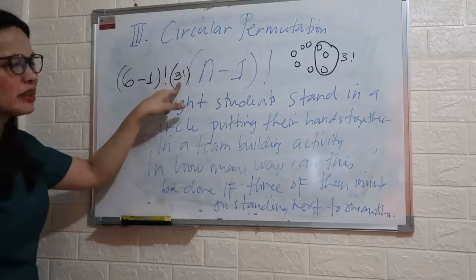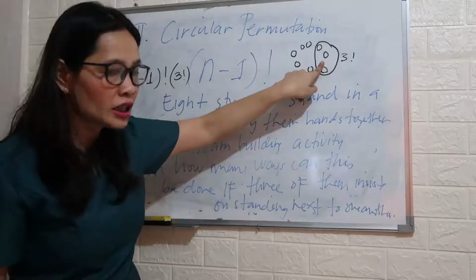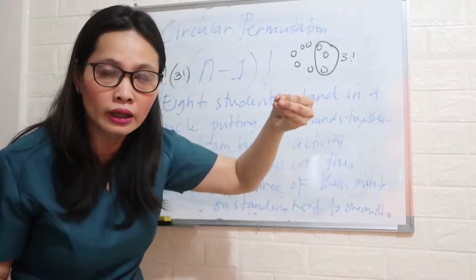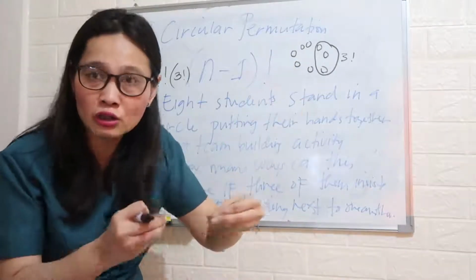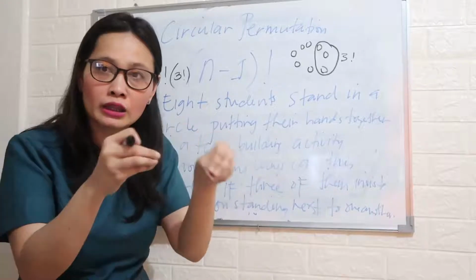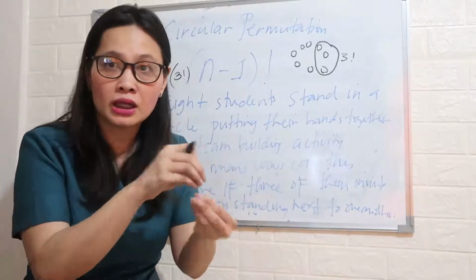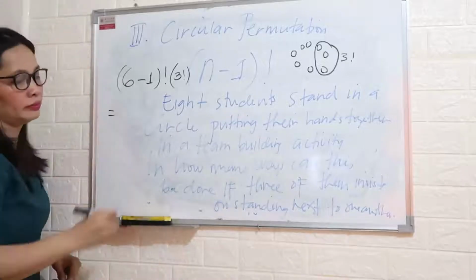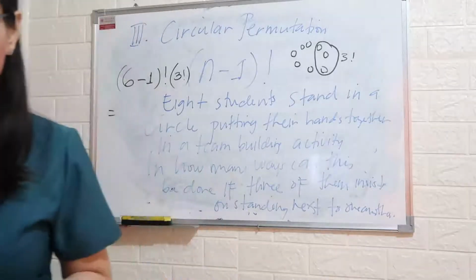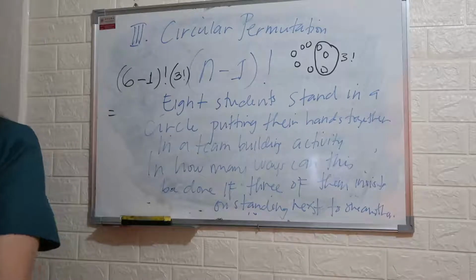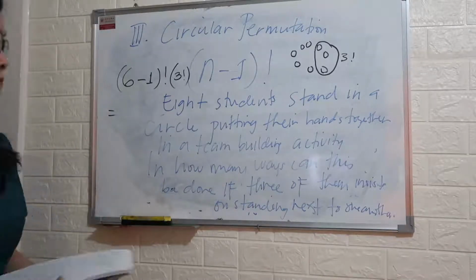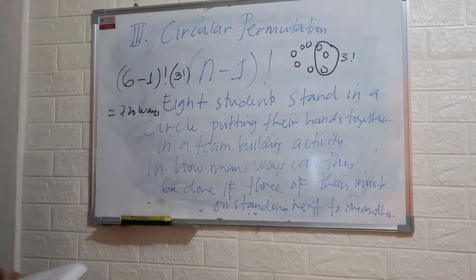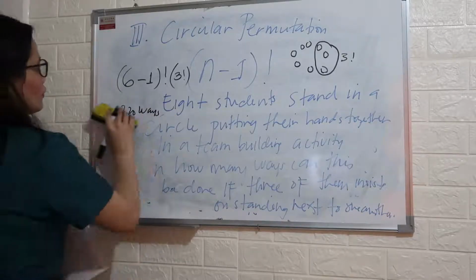The question is, Miss, how do you get 3 factorial? Because the 3 who insisted on standing next to each other can be arranged also. What is important is that they are together, but you can arrange them in different positions, or switch them in different order. So what is the answer? It's 720. The answer is 720 days. Okay? Next, fourth rule.